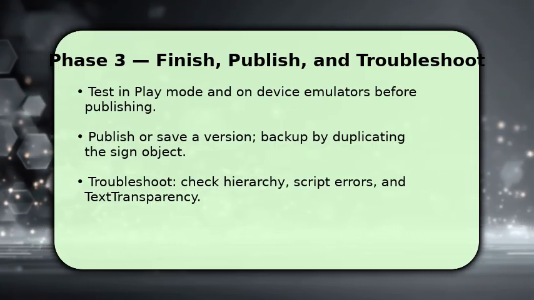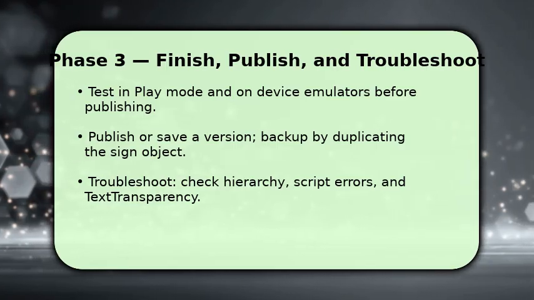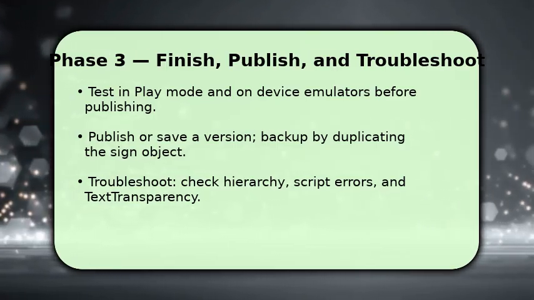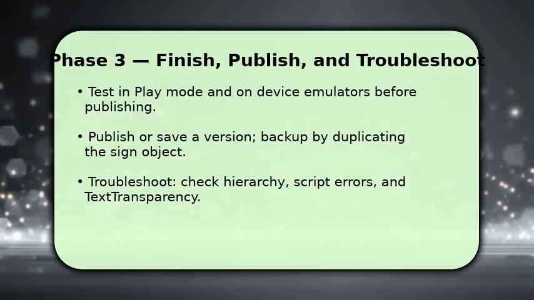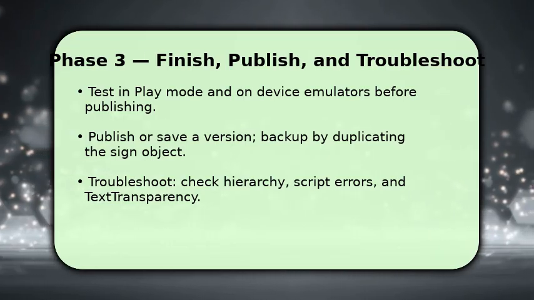This prevents losing work. If things go wrong, verify the sign is parented correctly, confirm scripts have no runtime errors, and ensure text label properties aren't overridden by themes or plugins. Addressing those 3 areas fixes most issues quickly, so your sign displays as intended.